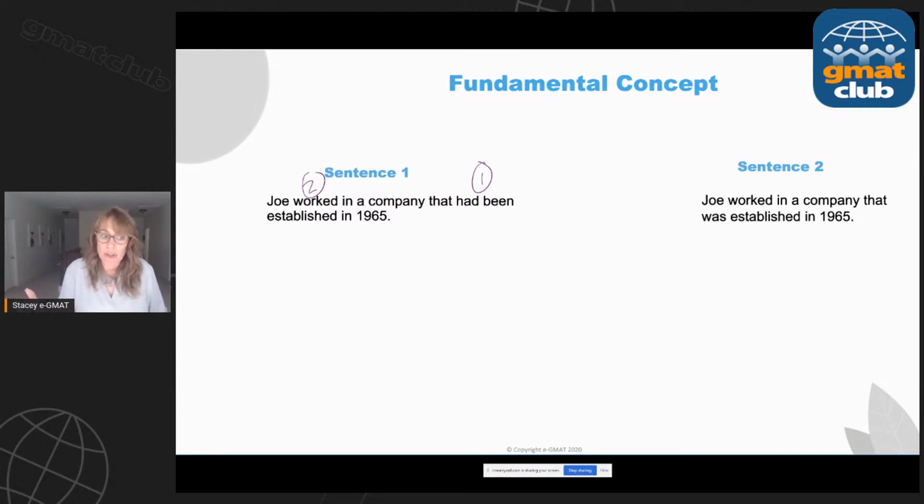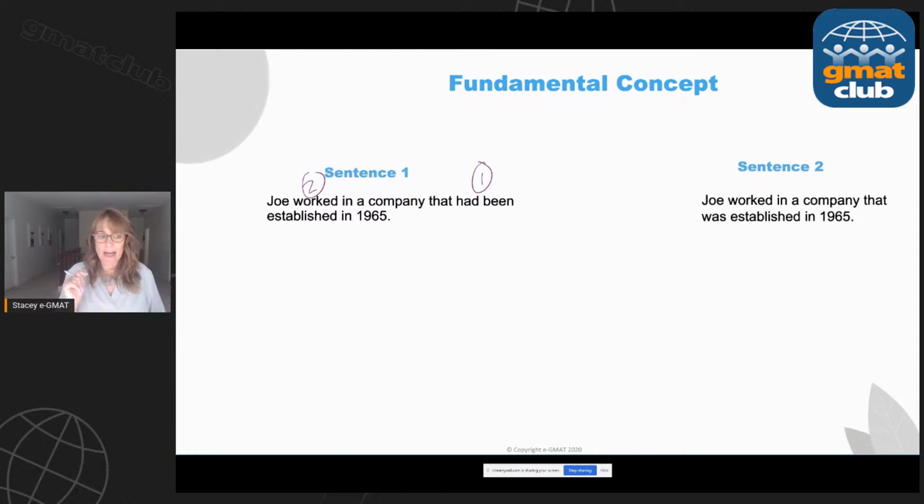So that's logical. But here's my question. Are these events related? And that's the question you have to ask yourself. Does the company being established have anything to do? Don't change your answers. You guys have to be confident in your answers. Don't change them just because I'm discussing it. You have to ask yourself this. Are these events related? Does Joe working at this company have anything to do with the company being established?